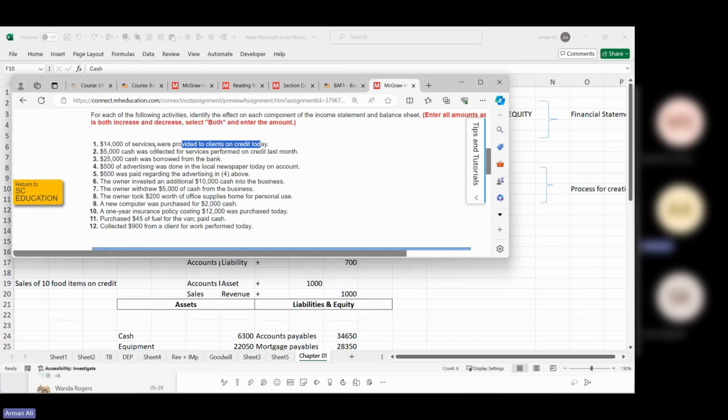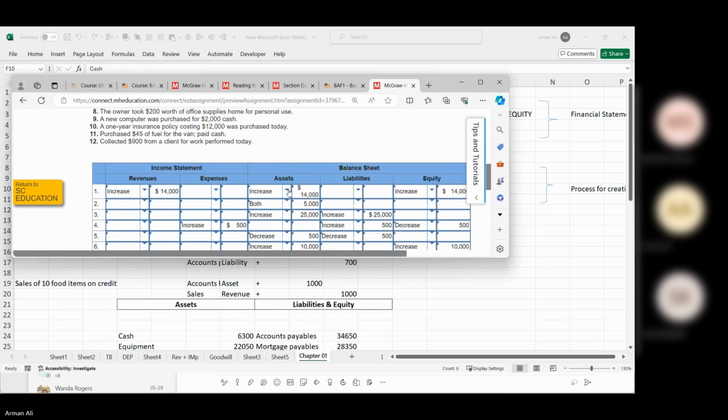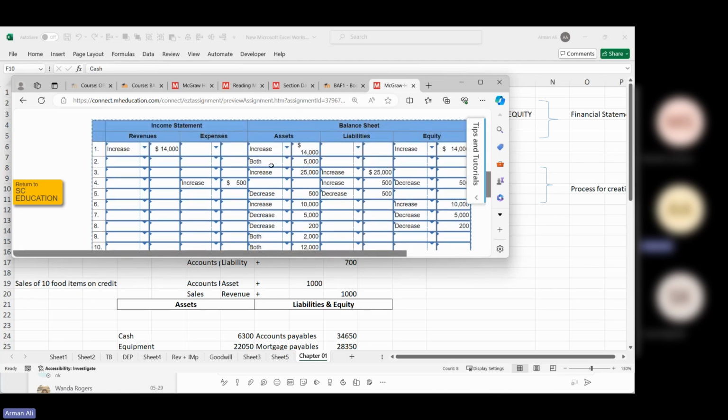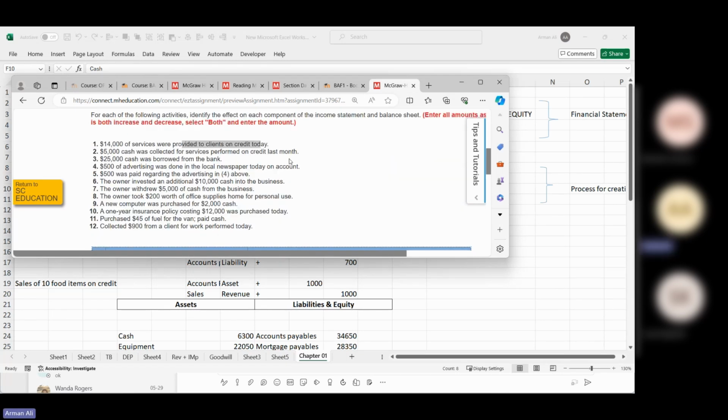And it's on credit, which means you're not going to get cash. Instead, you're going to raise accounts receivable. And what are accounts receivable? They are an asset. So increase by 14,000. So they've entered the amount. You just have to go through it.